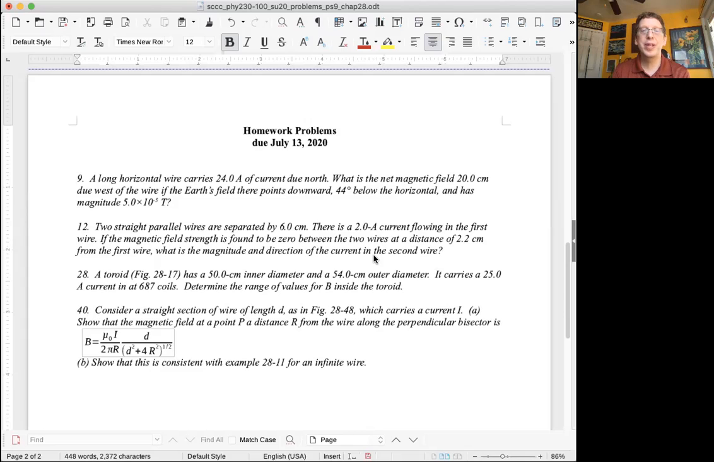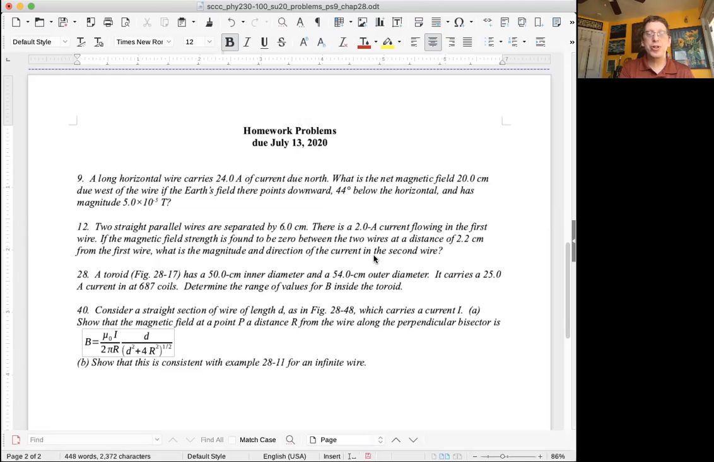So you have the current, and the current is pointing due north. You figure the magnetic field out from that, and don't forget that you have the Earth's magnetic field involved as well. So you want the net magnetic field. You have the Earth's magnetic field, and then you have the magnetic field due to the long straight wire. So there's a couple of steps to this problem.